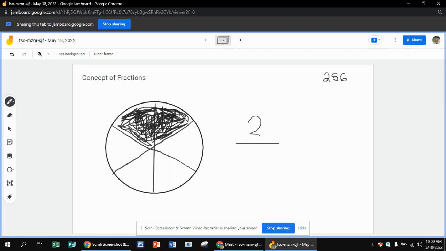Then in total, how many slices of pizza are there? Six. We have one, two, three, four, five, six. There are six pieces of pizza. In the denominator, we put how many pieces there are in all. So we have here 2 over 6, or 2/6.